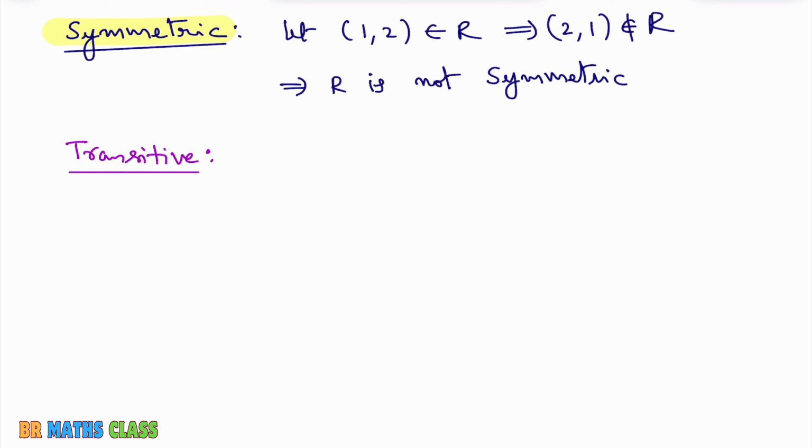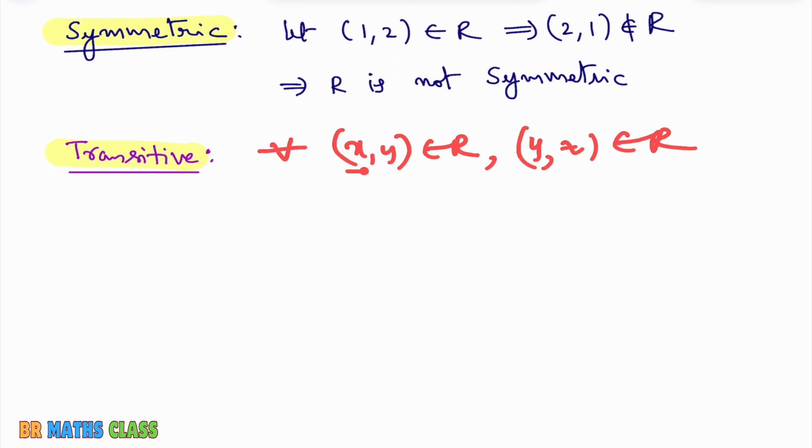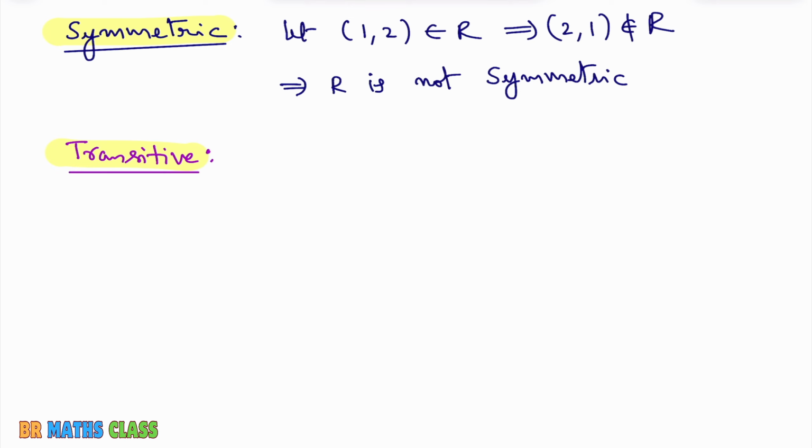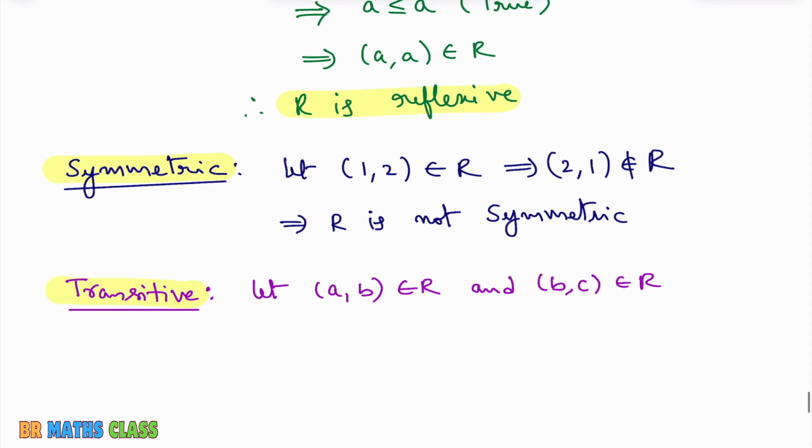I'll check transitivity. Is this relation transitive or not? What is a transitive relation? You take x comma y and y comma z in the relation. If such ordered pairs exist, then we look whether x comma z is there in the relation or not. If x comma z is there in that relation, then we say that relation is transitive. Okay. Now I'll take a comma b in the relation and b comma c. Such ordered pairs exist in this relation.